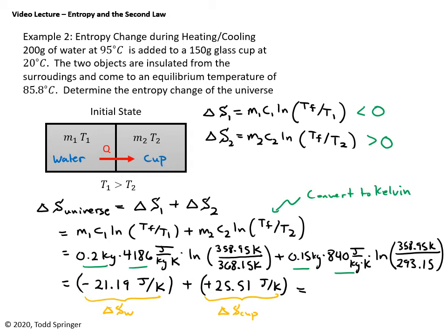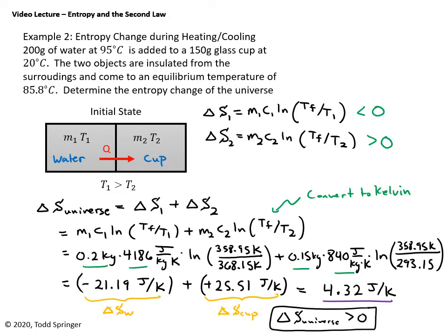Adding those two things together, I get 4.32 joules per Kelvin. Notice again, delta S universe is bigger than 0 here. And also notice that this is an irreversible process.